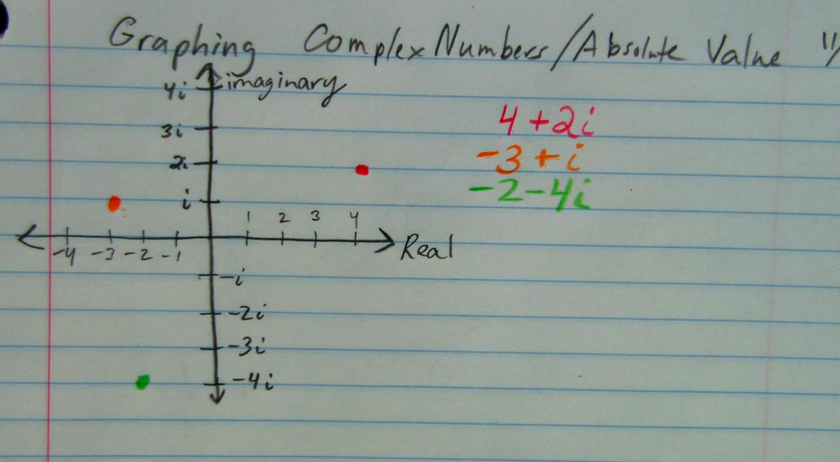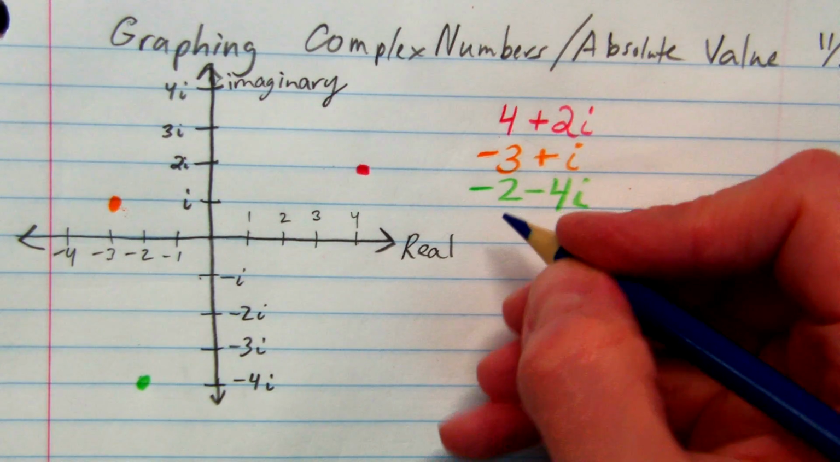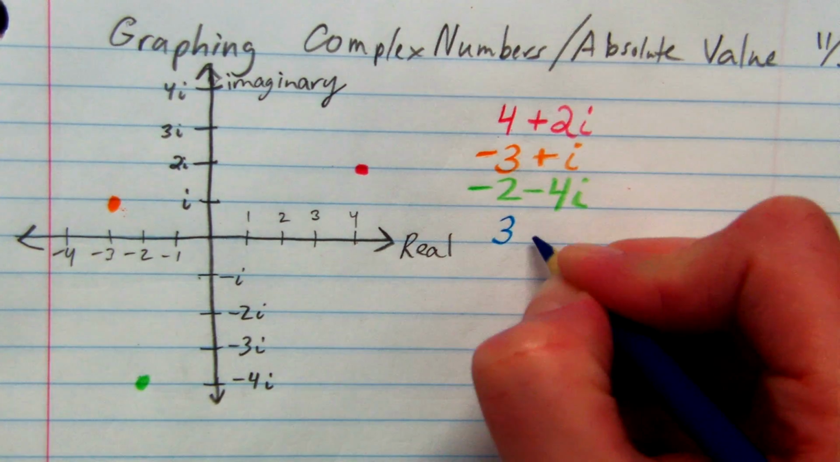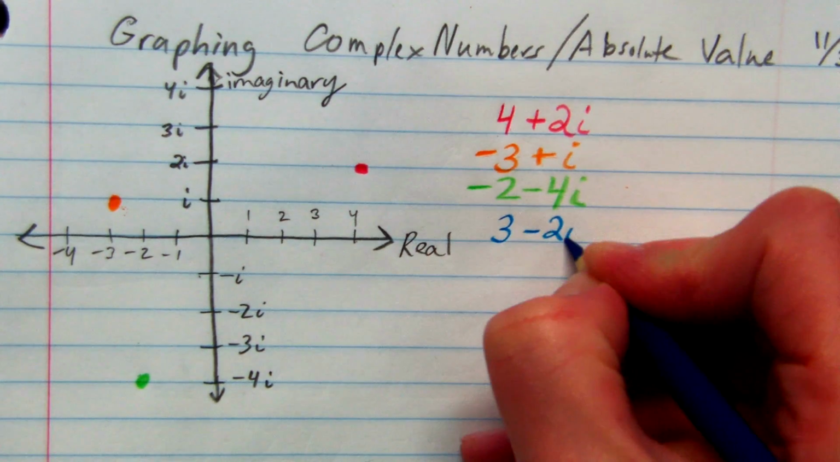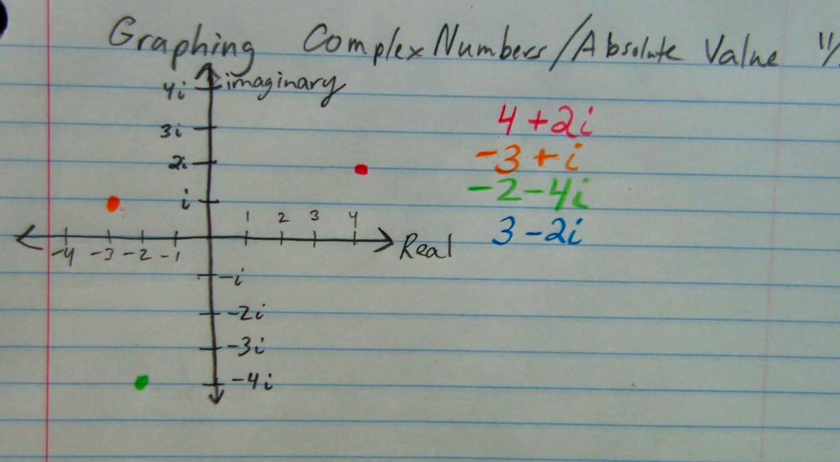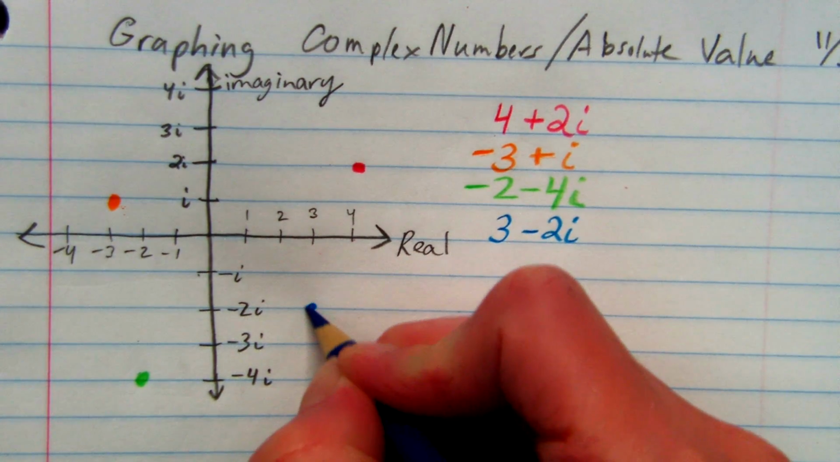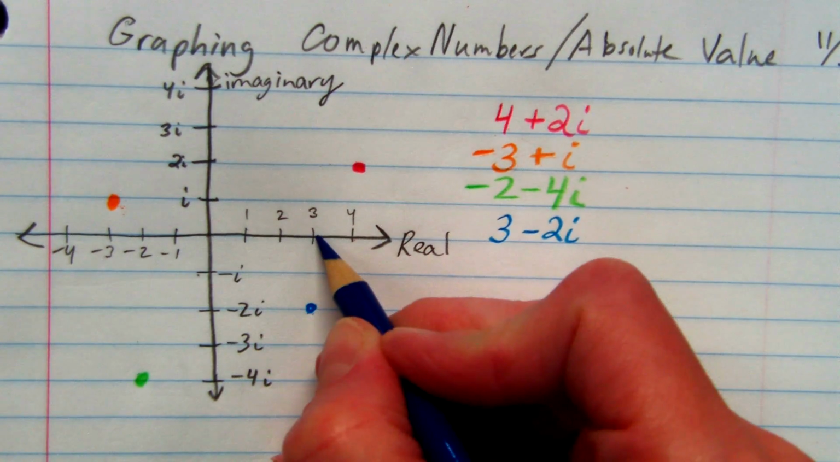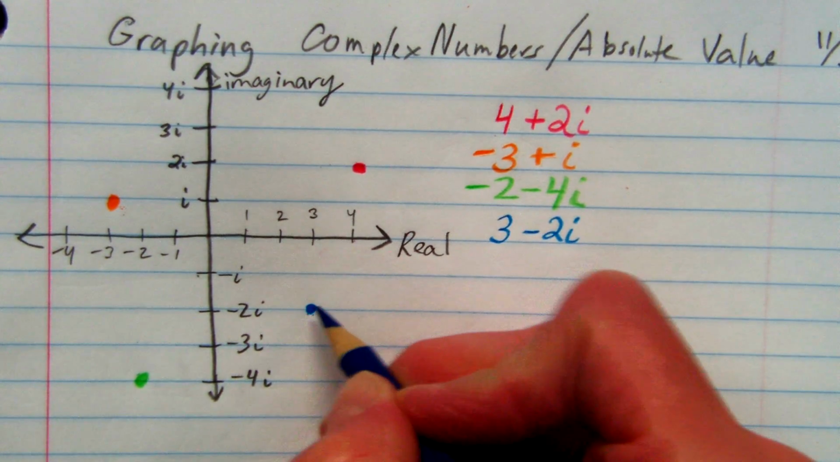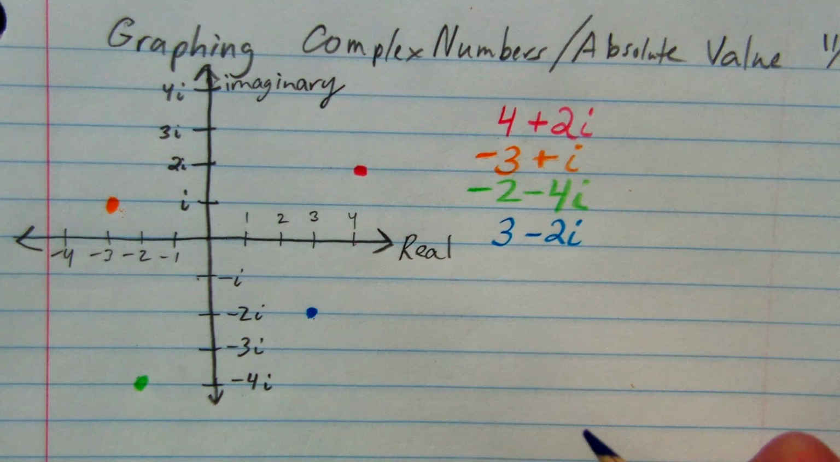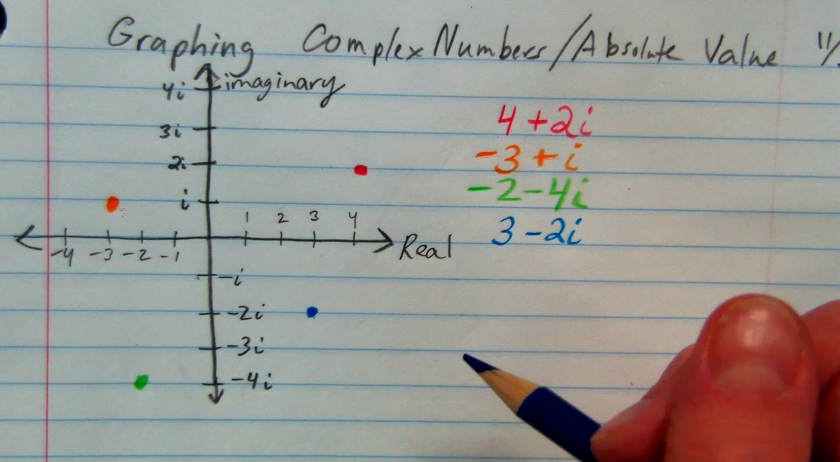So I'm going to use a dark blue next. So I'm going to do 3 minus 2i. So 3 minus 2i, we go over 3, down 2. So you go over 3 on the real axis and go down to negative 2 imaginary units. So that's how they look in the quadrants.